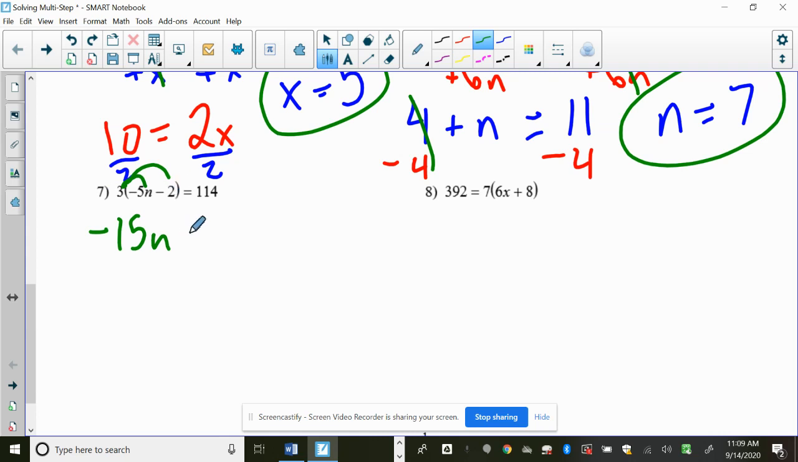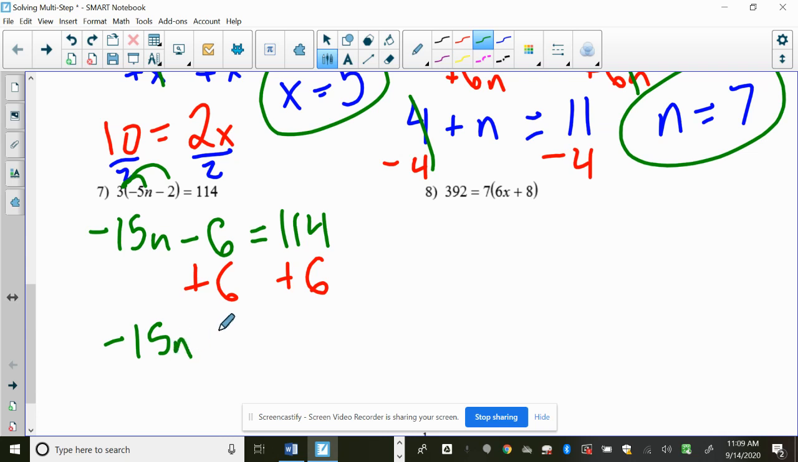3 times negative 2 would be minus 6 equals still 114 over here. Okay, now we keep solving. So now this looks just like what we had at the beginning. Okay, it's a two-step equation from here. So we get rid of the minus 6 next by adding 6 on both sides. So now we would have negative 15n equals 120.